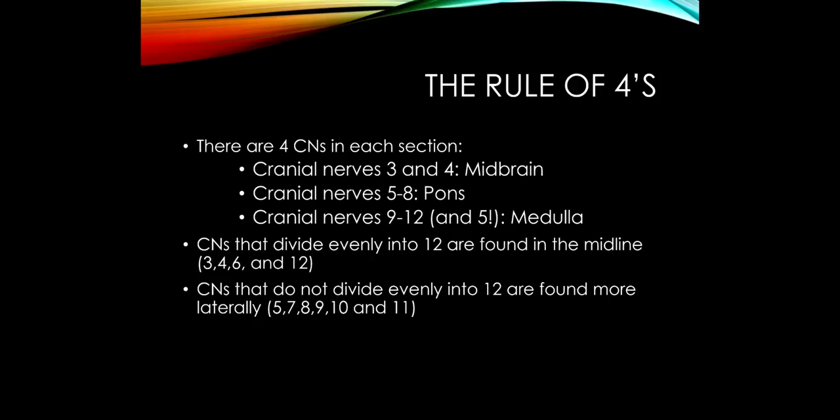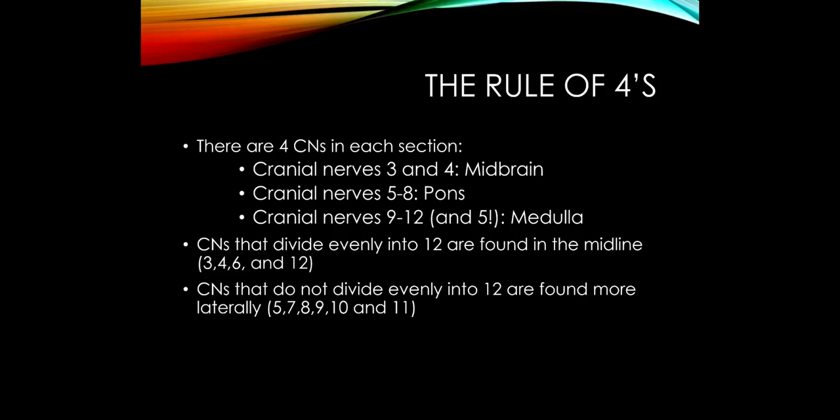These are called the rule of fours with regards to the brainstem. There are four cranial nerves in each section, so cranial nerves 3 and 4 are in and around the midbrain. Cranial nerves 5 through 8 relate to the pons, and cranial nerves 9 through 12 are associated with the medulla. I didn't include cranial nerves 1 and 2 here because, as we will see, those are central nervous system pathways.